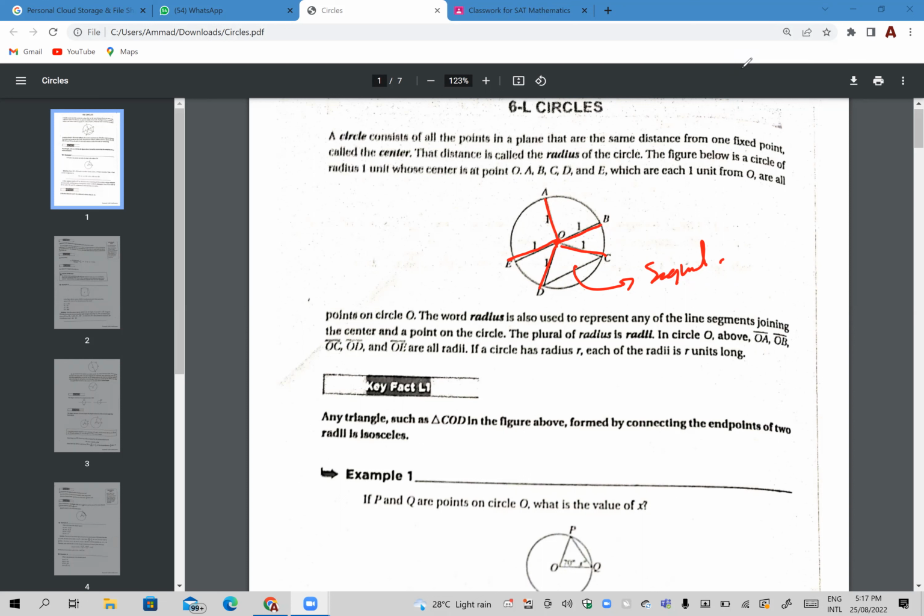So, a circle has a vertex, a central point, and if you extend these lines to the edges, they're going to have the same distance. They're also known as the radii of a circle, the radiuses.